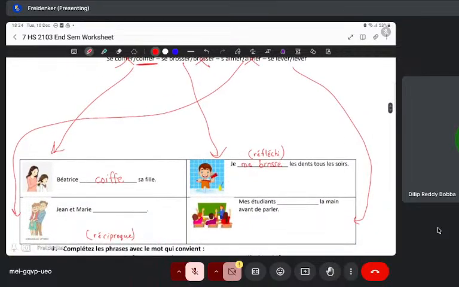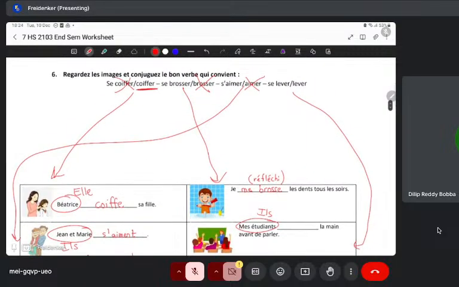So Jean et Marie s'aiment, so s apostrophe. Ent will come because I can replace this with ils, and this is nothing but l. Mes étudiants means my students, but essentially they're they.